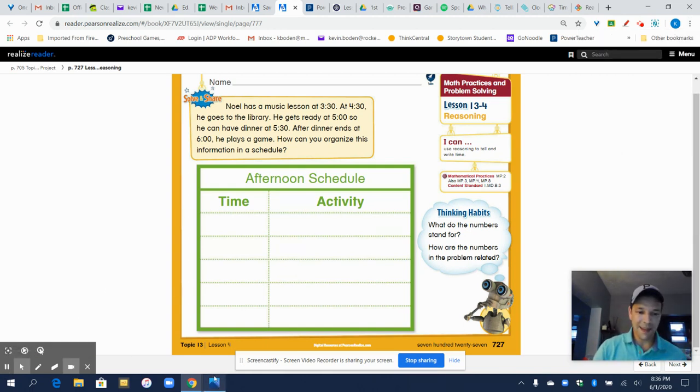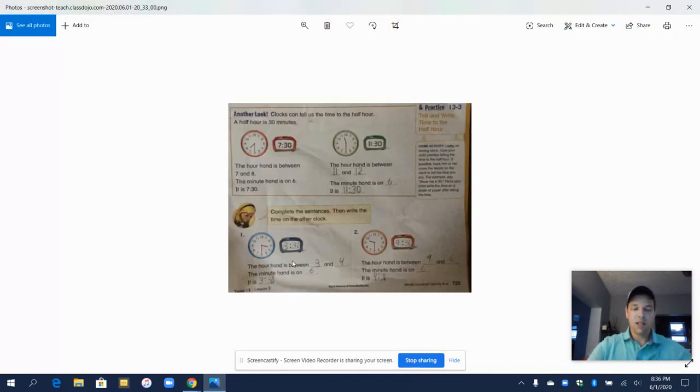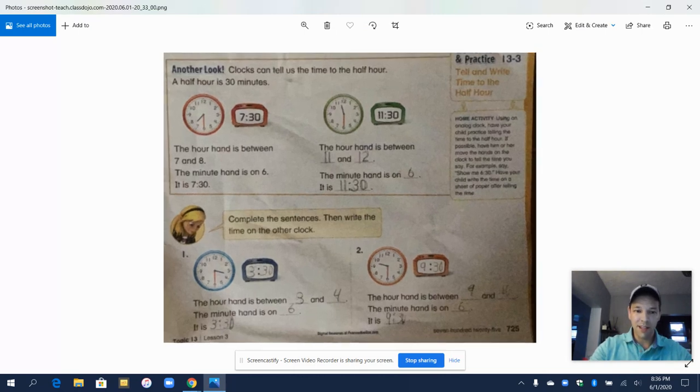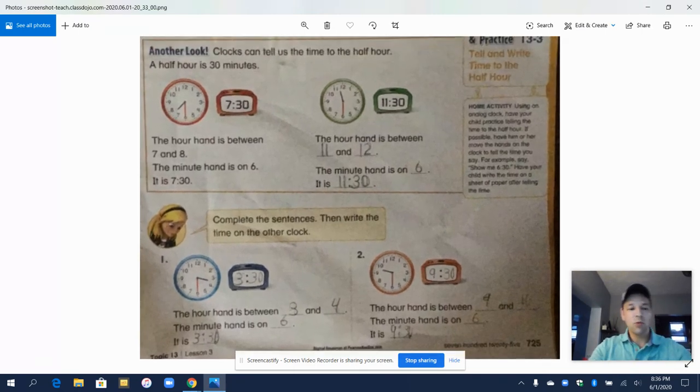All right, that was about a minute. Hopefully you paused it and got all your supplies. Let's take a look at this paper right here, and it is Journey's homework from yesterday. And we talked about time to the half hour. So guess what Journey did? All of her work correctly.